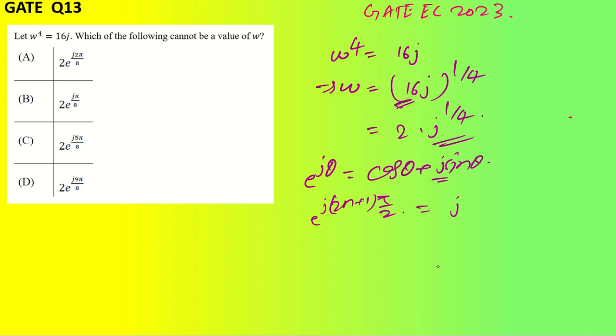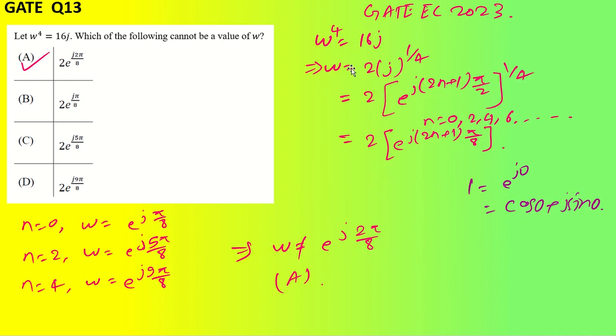Now if you want to express 1, it will become e to the power j 2n pi. Why? Because this will become cos 2n pi plus j sin 2n pi. So this is always 1 and this will always be 0. So this is how you are going to express any value as a general constant. Okay, so I've done it for you. You can see it here.